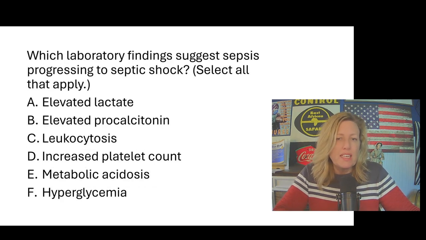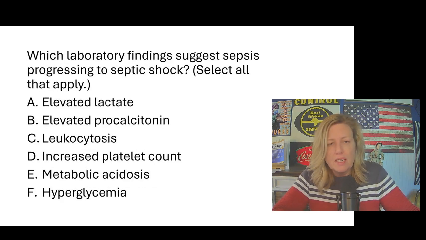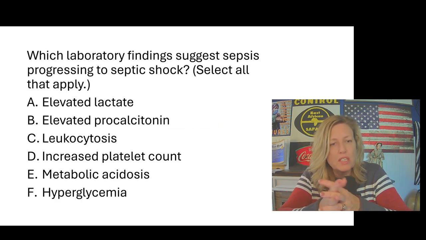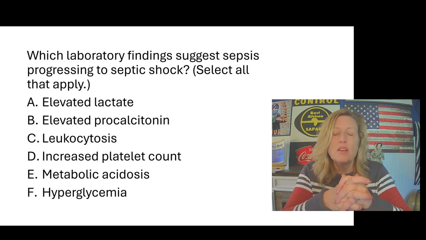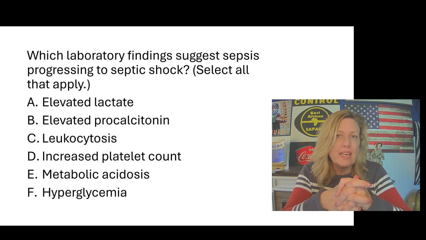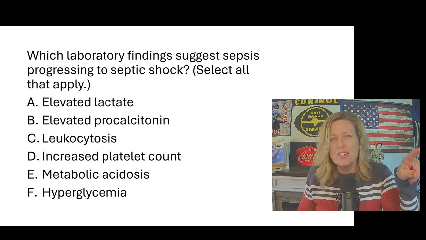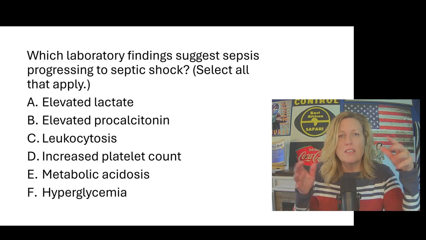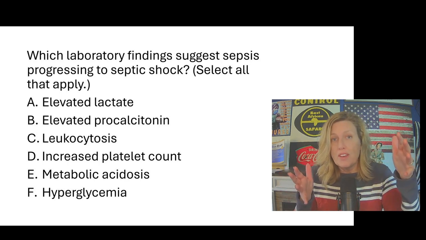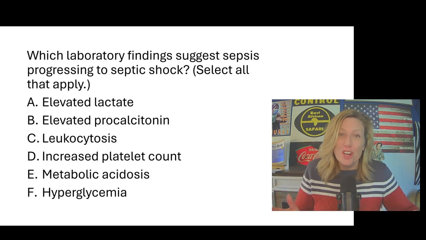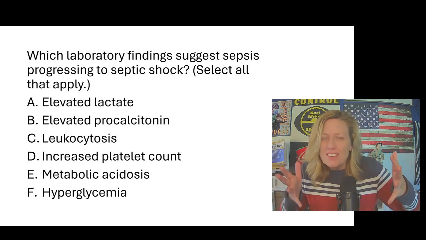Which laboratory findings suggest sepsis progressing to septic shock? So remember I said sepsis can lead to septic shock. So what's going to tell us that? Elevated lactate. Well, that means they're becoming acidotic. So yes. Elevated procalcitonin. So the procalcitonin is an indication of system-wide inflammation. Do you remember back in that very first question where we talked about that system-wide inflammation leads to increased vascular permeability, which can lead to ARDS, adult respiratory distress syndrome? See how these things go together?